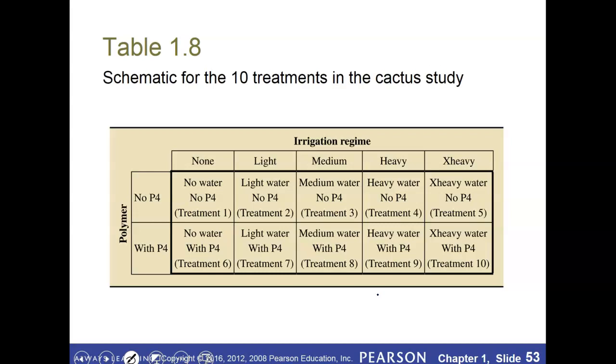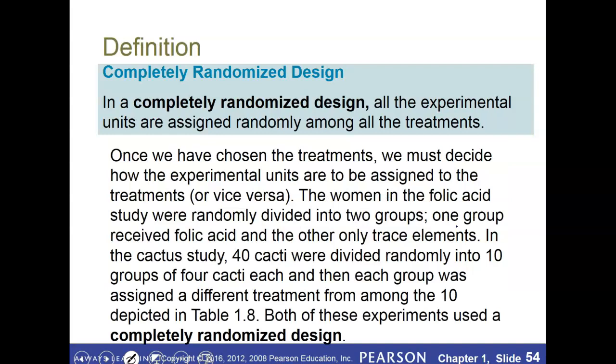We have some of the cactus received no P4 and some received some P4. And then we have the different irrigation: either none, light, medium, heavy, or extremely heavy. And so there's 10 different treatments. And so here's what we would look to do.